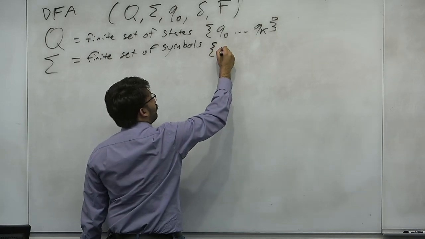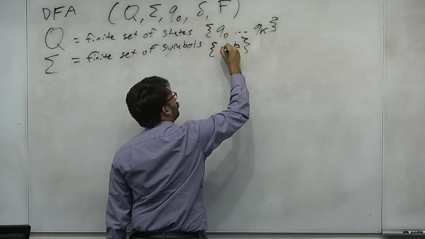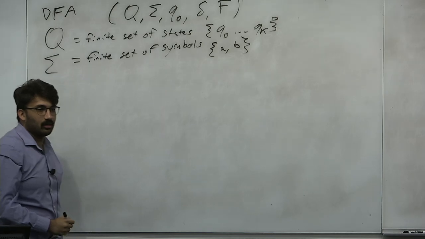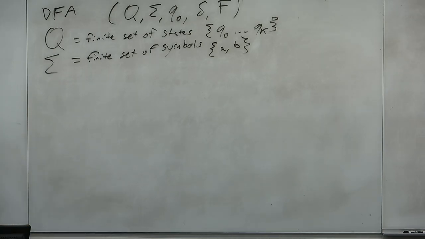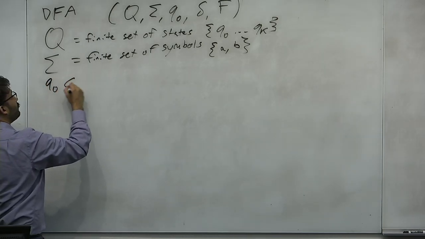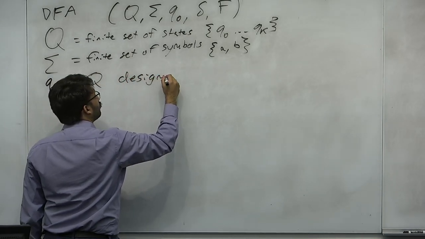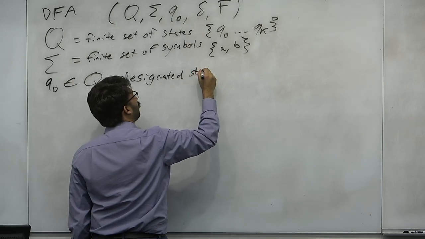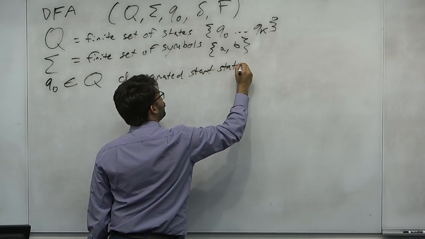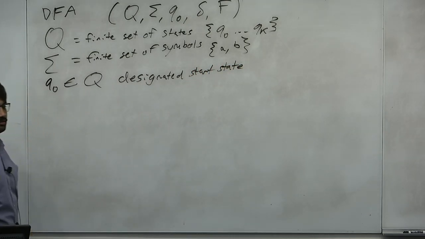Perhaps it's A, B. Right? It's part of the automata. This is, in some sense, a program specification. Q0 is some element of Q, which is a designated start state. We have to enter our computation somewhere. So why not just say, arbitrarily, I choose to enter here. That is Q0.